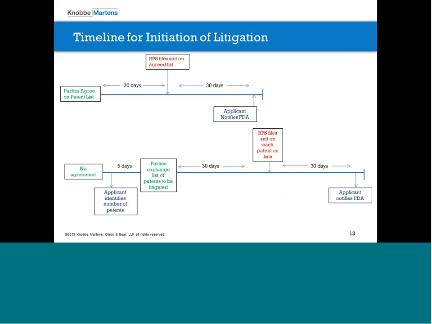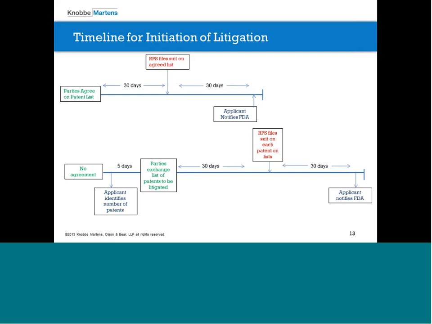There's a procedure in which the biosimilar applicant must identify the number of patents that it thinks should be litigated. The parties then exchange lists of patents, and then the reference product sponsor would have a defined period of time, 30 days, in which to bring suit on the patents on those 2 lists, and the applicant must then notify the FDA.